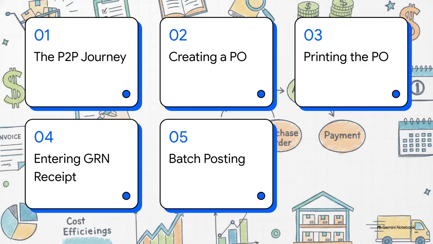Okay, let's dive into this. Here is our roadmap for today. 1. The procure-to-pay journey. 2. Creating your purchase order. 3. Printing the purchase order. 4. Entering the GRN receipt. And 5. Finalizing with batch posting.